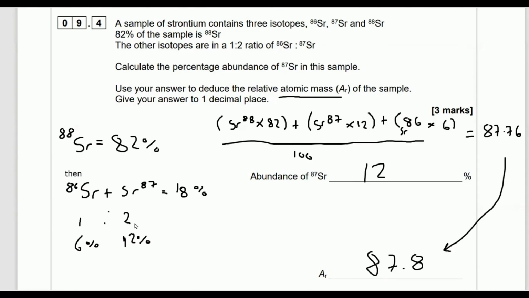So you're going to get 1 mark for working out the abundance is 12% of strontium-87, 1 mark for the 87.76, carrying out the Ar calculation, and then 1 mark for rounding to 87.8. Beautiful. 3 marks. Let's move on to the final part of this question. Let's go.